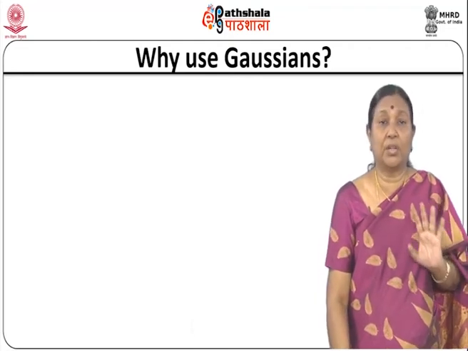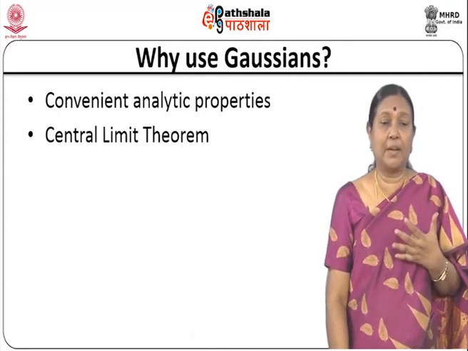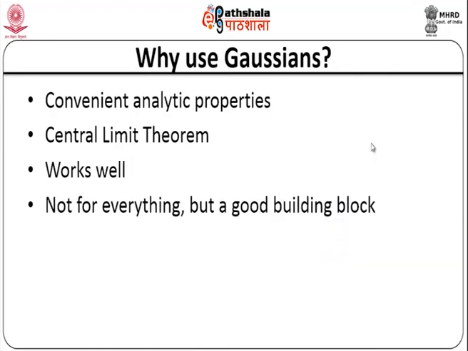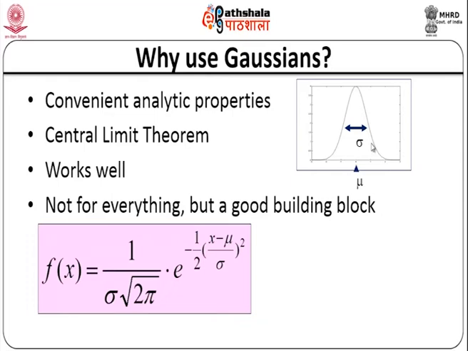So, why do we use this Gaussian distribution is the next question. It is convenient for analytic purposes, it follows the central limit theorem, it works well. It is not for everything, but it is a good building block. There is a formula associated with the Gaussian distribution: f of x is equal to 1 by sigma root 2 pi, into e to the power of minus half, x minus mu by sigma, the whole square. This is a typical mathematical definition of a Gaussian function, and the diagram shows how it is distributed. It is centered around mu and distributed along sigma. Okay. So, this Gaussian distribution function is what we will assume for our data.